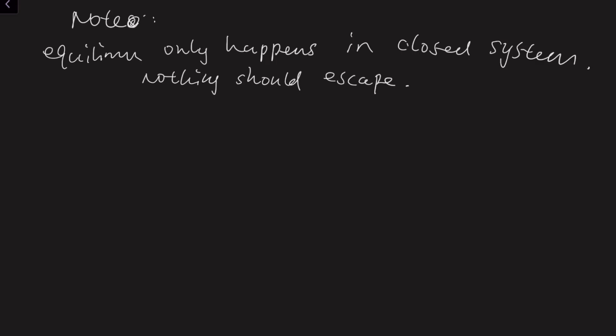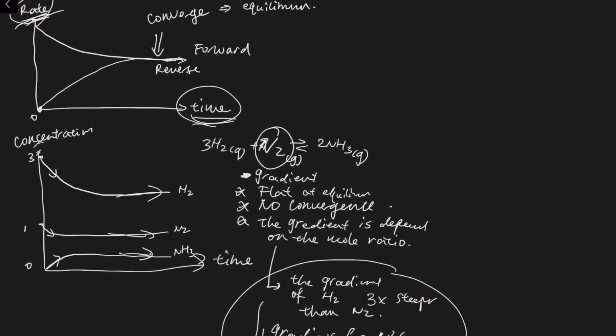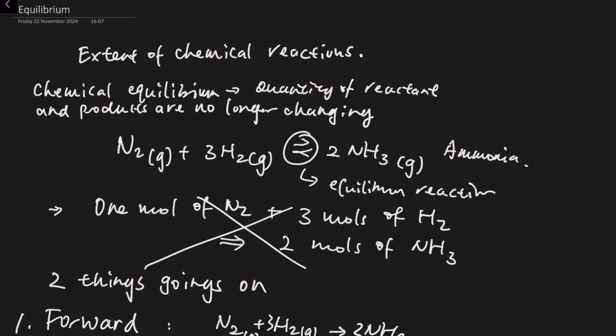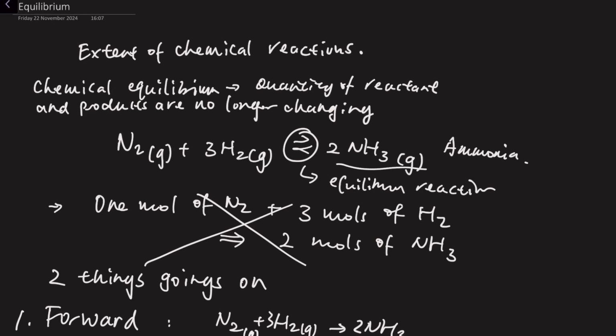Imagine the scenario where you let this ammonia gas escape your system. Because ammonia gas exits your system, you do not have any collision between ammonia molecules, since it's no longer there. So you only get forward reaction. In this case, you can actually force the reaction to complete, so you can use up all of your nitrogen gas and hydrogen gas.